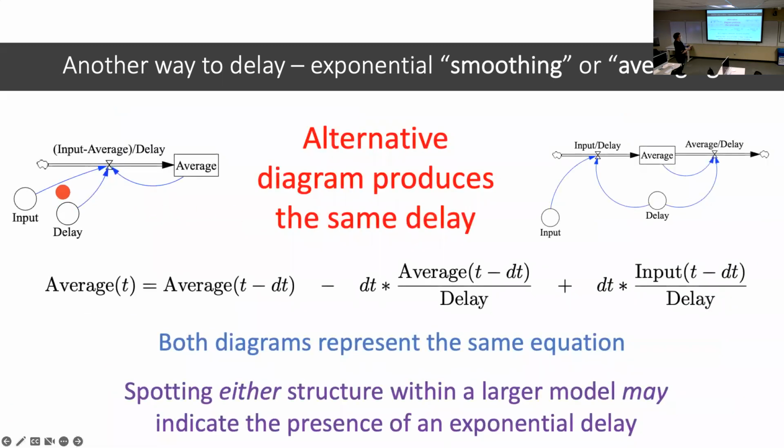Now I can take this same diagram, and because it's got a minus there, I can turn that into an outflow and turn it into this diagram, and it's identical. So both of these diagrams are the same thing, but this one helps me see this formula down here. This formula is what is going on behind the scenes inside Vensim or Insight Maker. And so it helps us understand better why we call this an averaging delay.